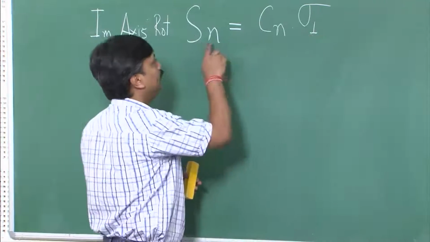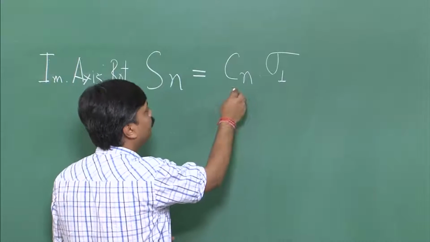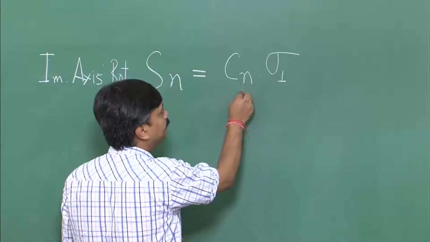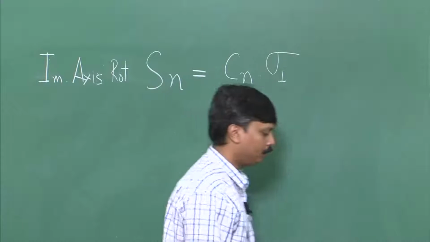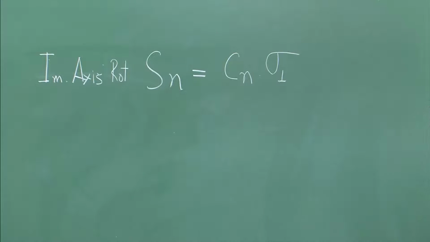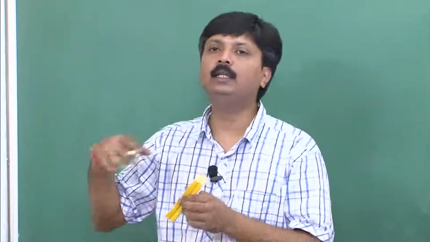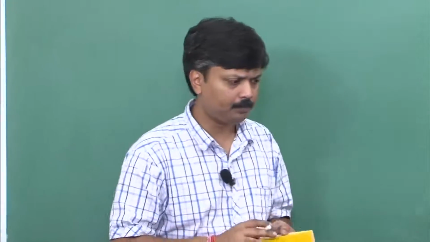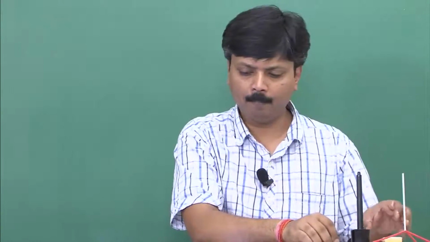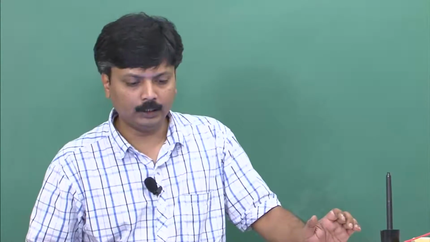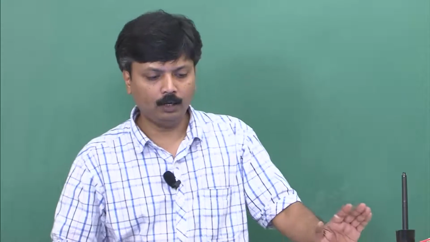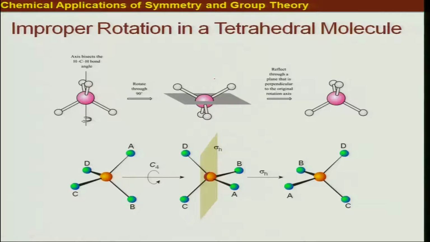Okay. So, Sn is an operation which is done in this way, Cn followed by a sigma plane, and that will return you an indistinguishable structure. Let us take one particular example so that it is clear to you. So, here on your screen we have a molecule called methane. Okay. So, this is not a model for methane though. So, now let us concentrate on the molecule that is on your screen right now.